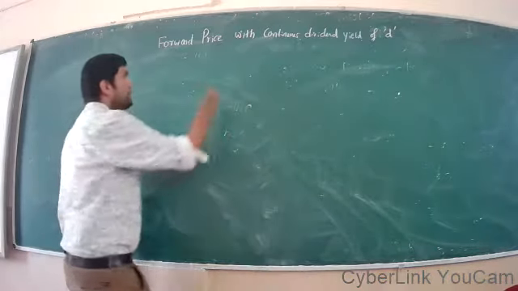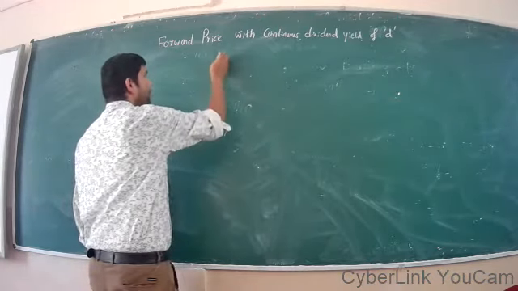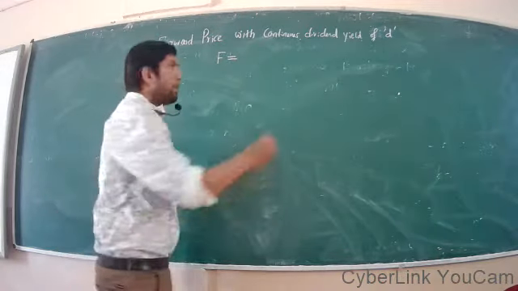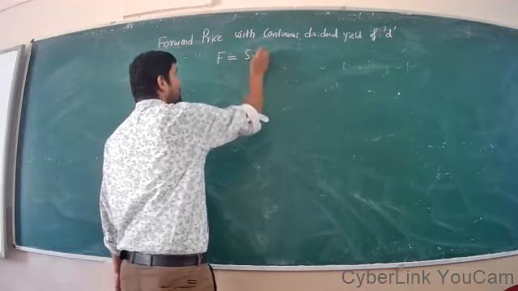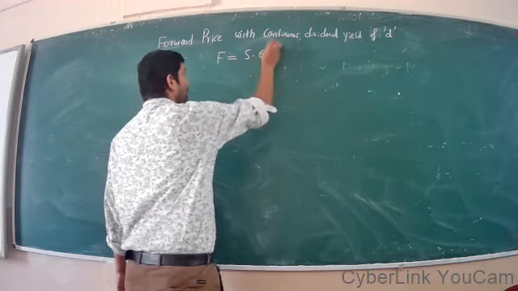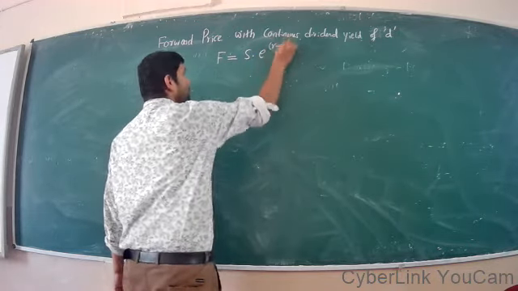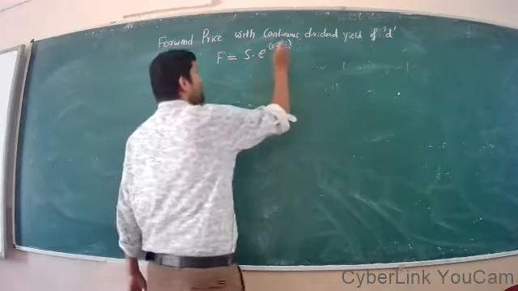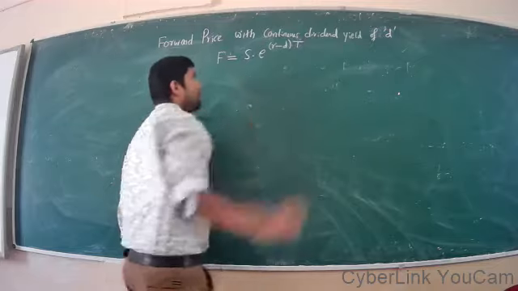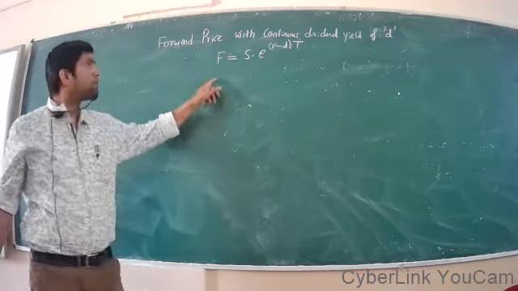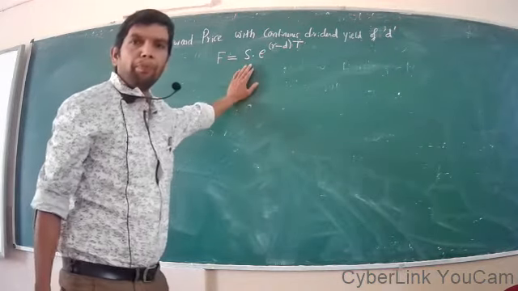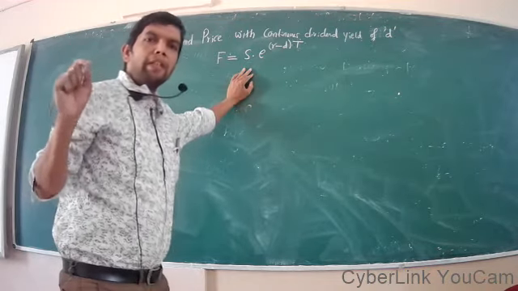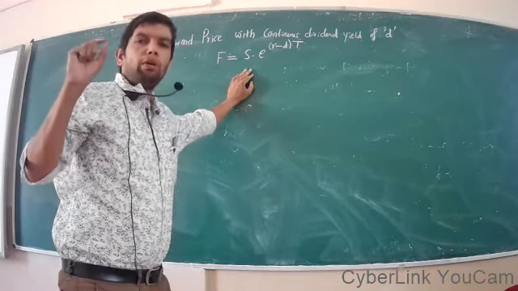and the formula is given by F, the forward price, is equal to spot price S into e raised to R minus D into T. This is the formula: F is equal to S into e raised to (R minus D) into T.